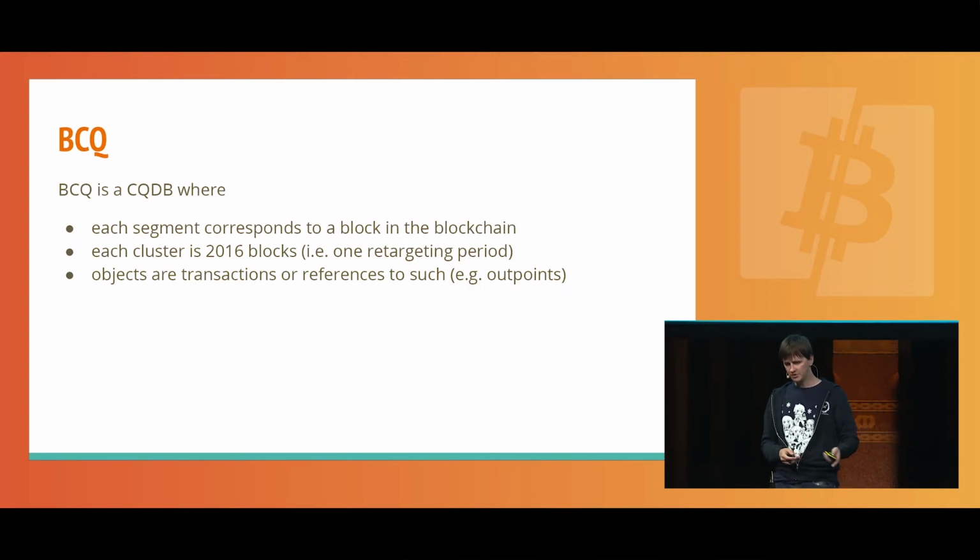So BCQ is just a CQDB for Bitcoin. There are segments in CQDB, and each segment corresponds to a block. You could search by segment, which means you search by block. There's 260 blocks per cluster, and objects in this case are transactions.